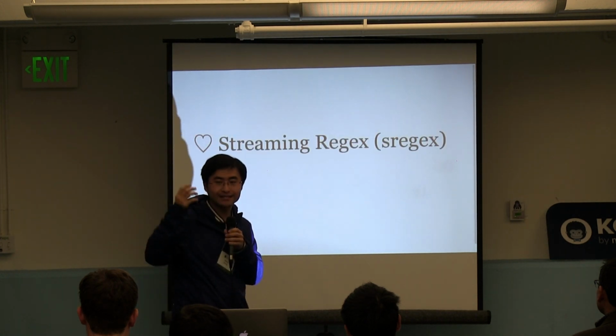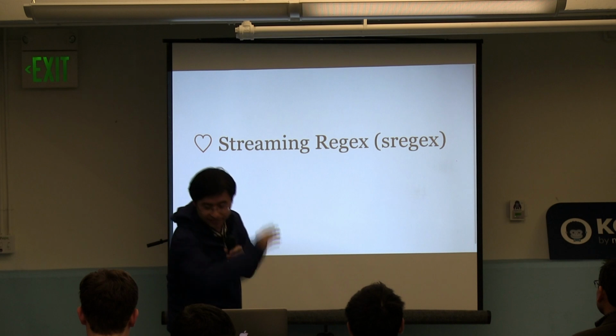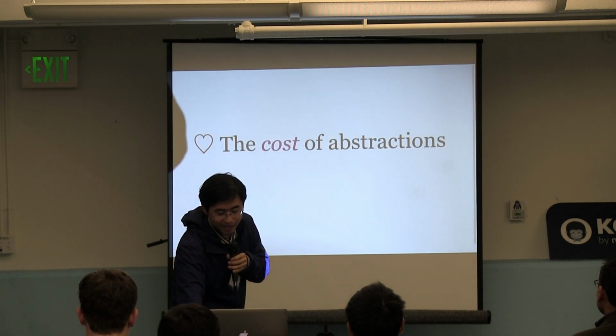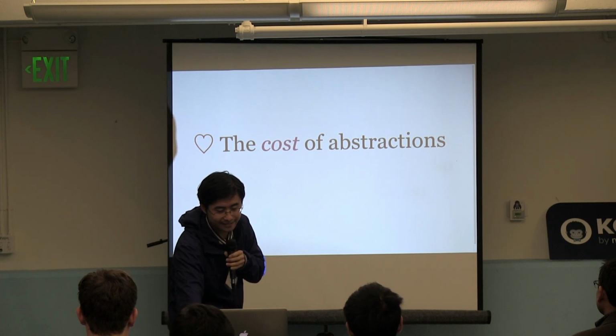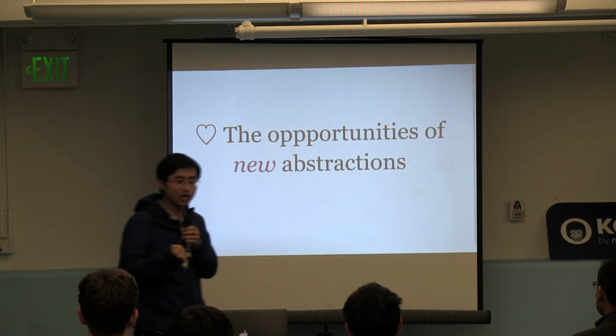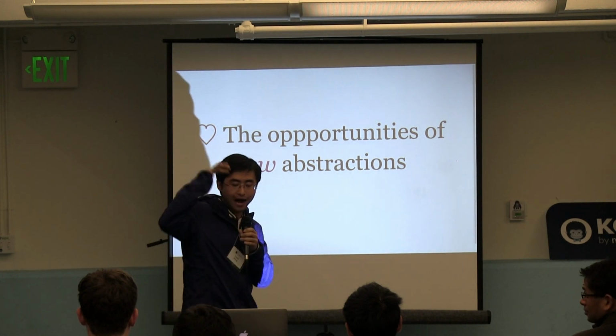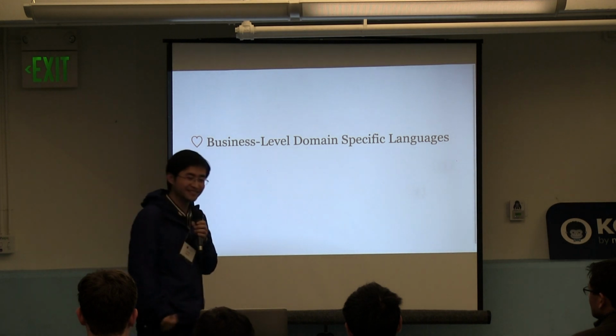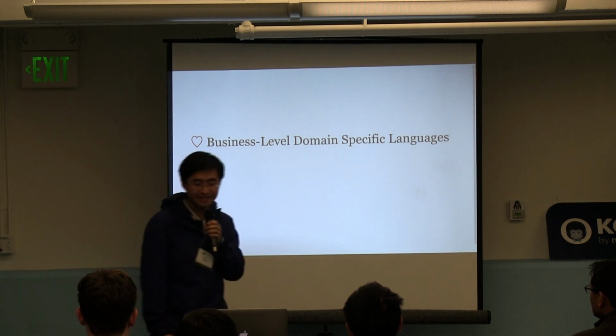That's why we created sregex for this. It's still under development. You can watch us on GitHub. So abstractions have a cost, as we can see, like functions, like tables, like strings, but we also have huge opportunities for new abstractions on a higher level. So I propose a business-level demand-specific language. So it's a new era for OpenResty, apparently.